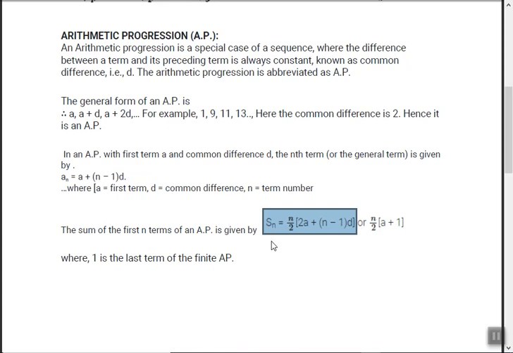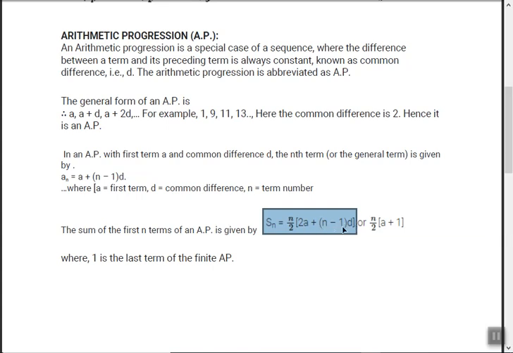So the formula for that is Sn equals n upon 2 into bracket 2a plus n minus 1 into d, bracket close. Remember this formula correctly. Okay, this is wrong, n upon 2 into a plus 1 is not the right answer. So n upon 2 into 2a plus n minus 1 into d.